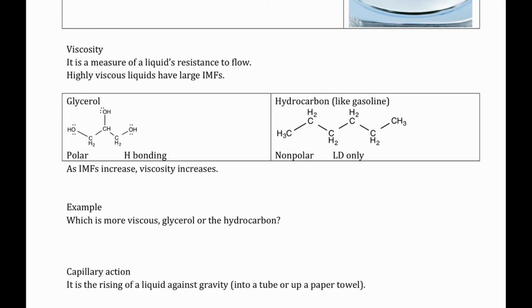Maple syrup is much more viscous than water. It's got stronger IMFs than water. Glycerol, whose structure I show there, has a lot of OH bonds. Glycerol is also thick. It has a high viscosity. It's kind of like maple syrup, but maybe even a little more viscous. It's a polar molecule. In fact, it can do hydrogen bonding with other glycerol molecules.